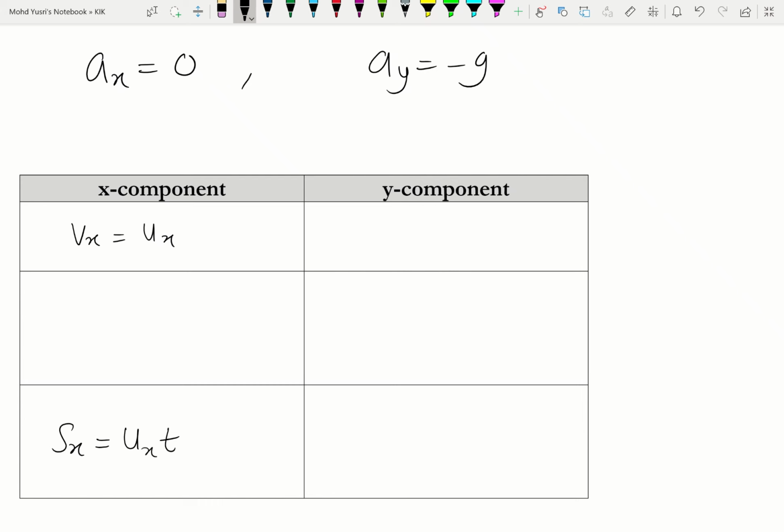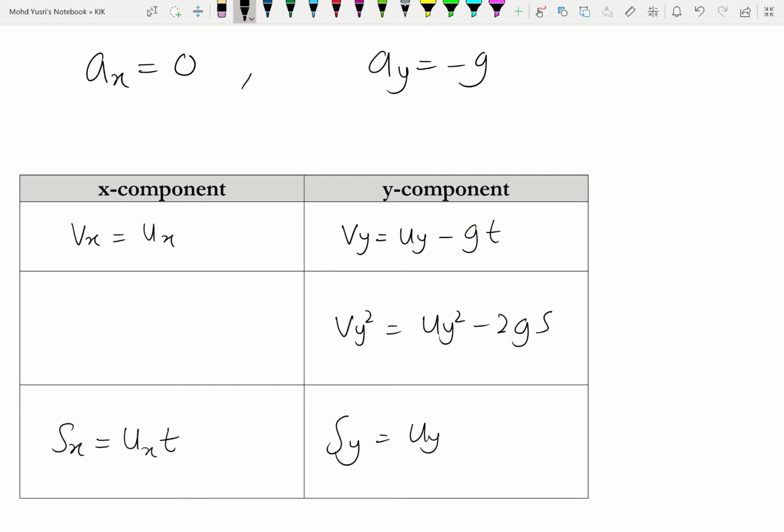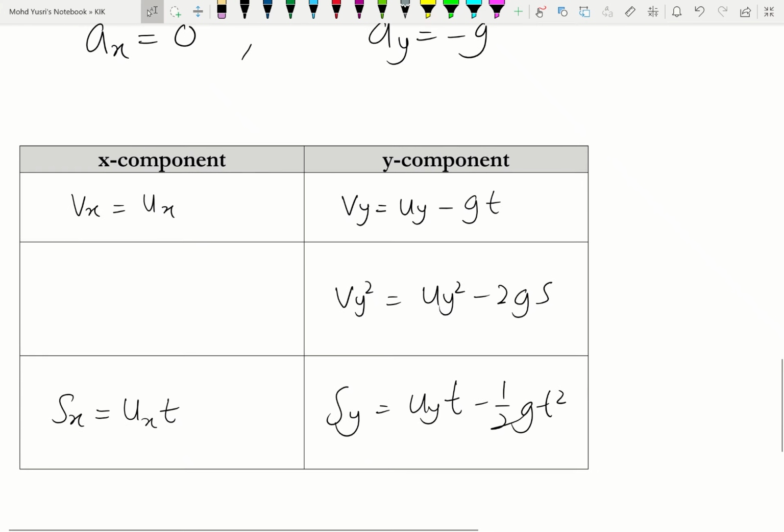For the y component, we have vy is equal to uy minus gt, vy square is equal to uy square minus 2g sy, and sy is equal to uy t minus half gt square. Let's check whether you simplified the equations correctly.